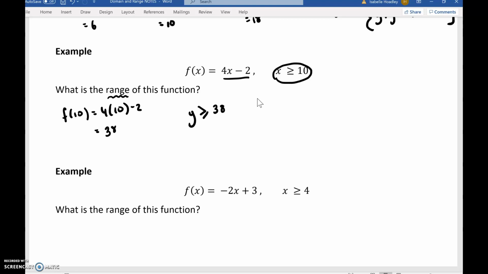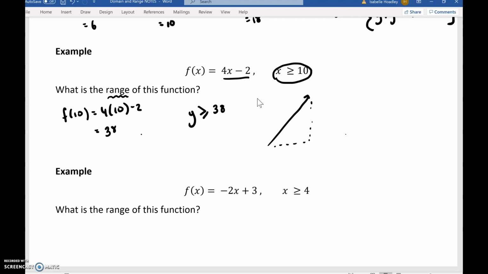Now we know it has to be greater than or equal to because we've got a positive gradient. So if our line's looking like this, as x is increasing, y is also increasing. But be careful about that because that might not always be true. If the gradient was negative, then we would have y is less than or equal to 38.